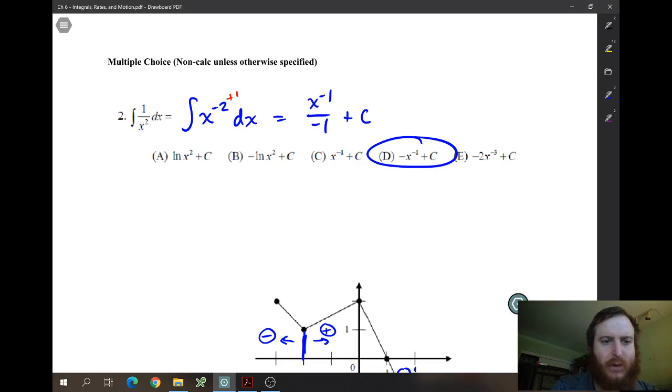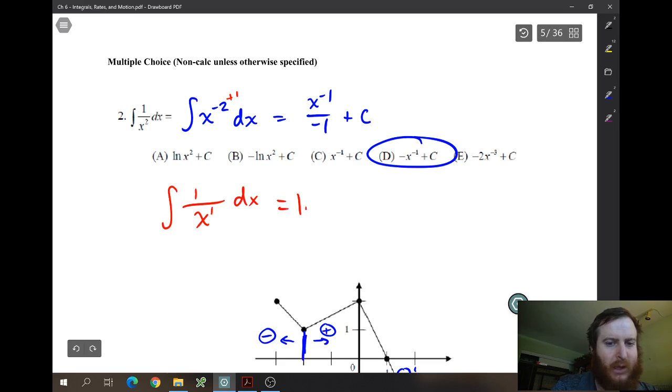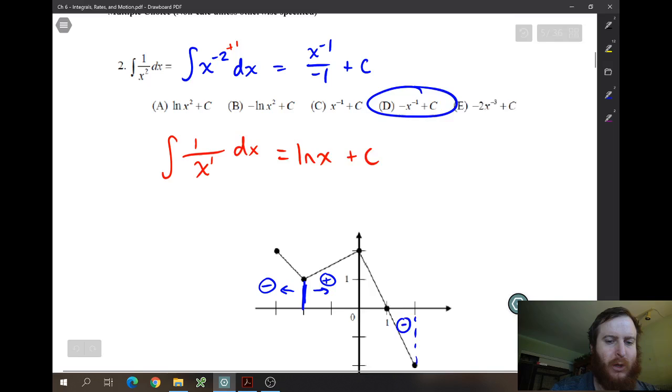A lot of students get confused and they try to make this one ln of x. Remember, the only time you're going to get ln of x is if it's just 1 over x to the first power. That's ln of x plus c. But 1 over x to any other power, we're going to need to do this rewriting it as a polynomial.